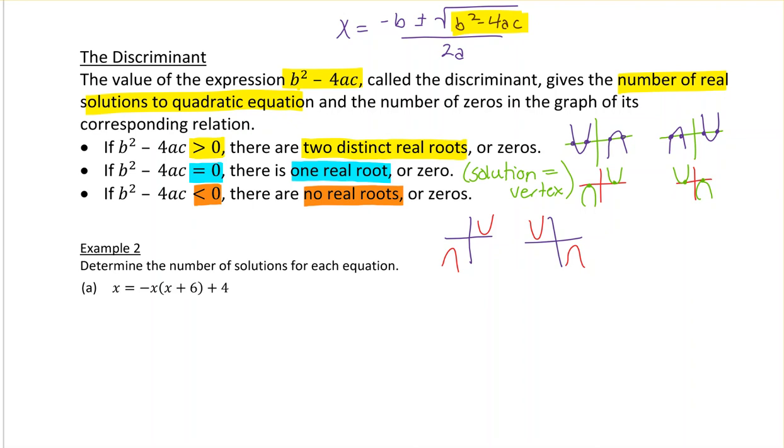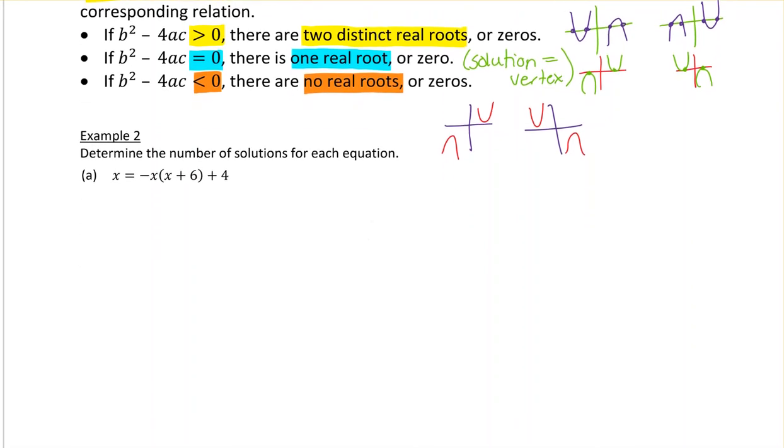Now if I ask questions like that, so if you look in example 2, determine the number of solutions for each equation, you don't need to go through the whole process of using the entire quadratic formula. You can use just the discriminant, and we'll show you a couple examples here. First, in order to use the discriminant, we need to be working with standard form.